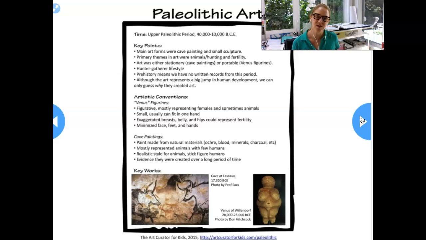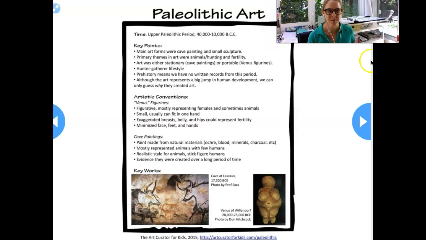So this is an important summary of what we're going to be looking at. You guys should feel free to screenshot this if you want, or simply take down the notes, right? The key points that we're going to be learning, and that you should have gathered from the book, are that the main art forms are cave paintings and small sculptures, and that the primary themes in art are animals and hunting and fertility, right?